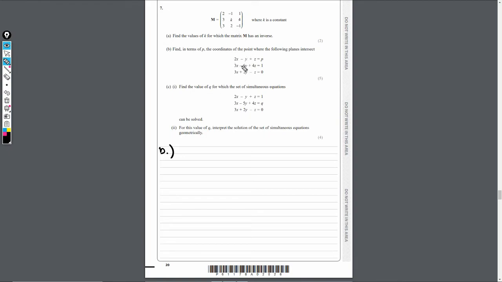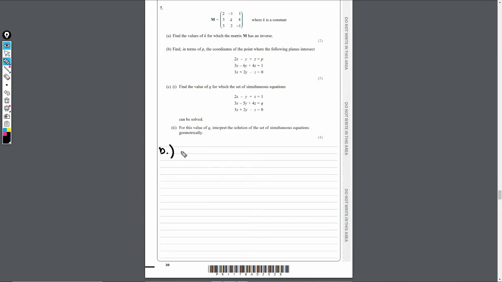I've got 3, minus 6, 4, well, that was k there, but we'll call it minus 6, 4, and then 3, 2, minus 1. Okay, so this is going to help us now, this M here. And then for this question, make sure you're using your graphical calculator. It will come in very handy. You don't need it, but it just saves you a lot of time.